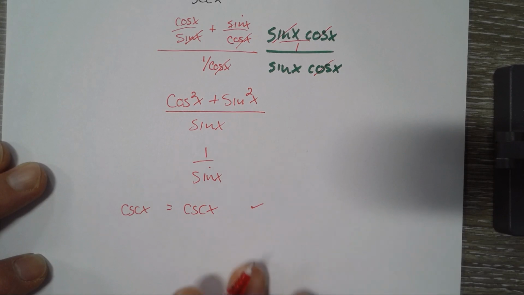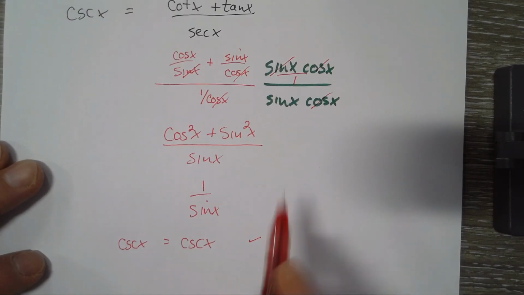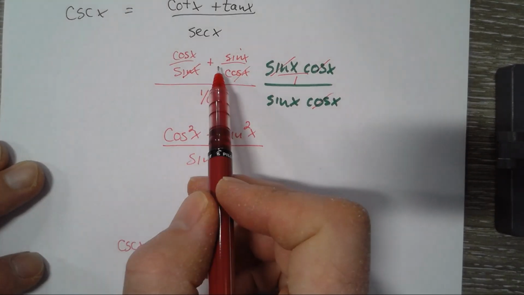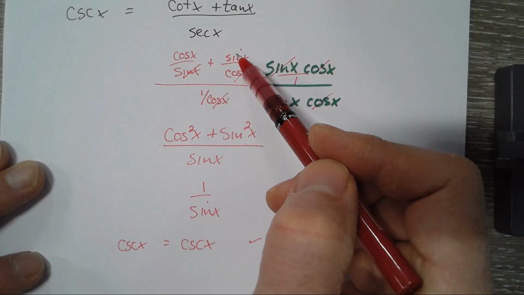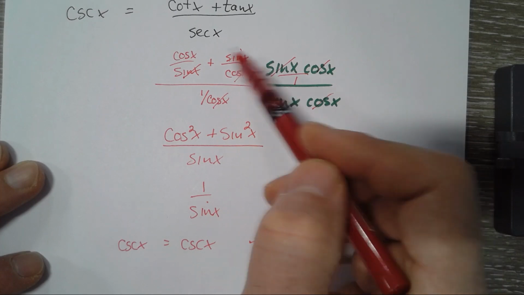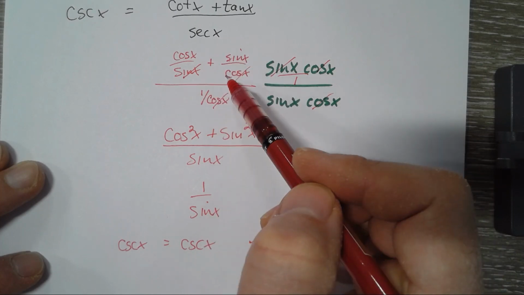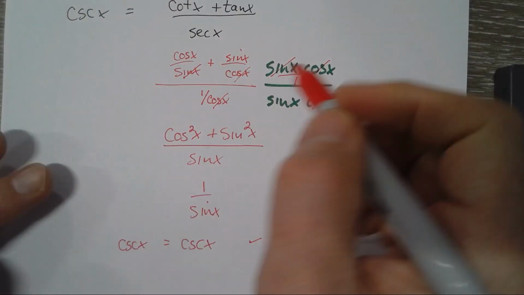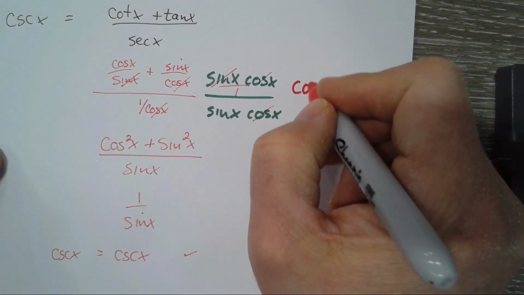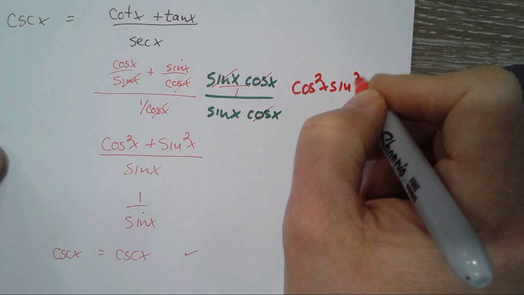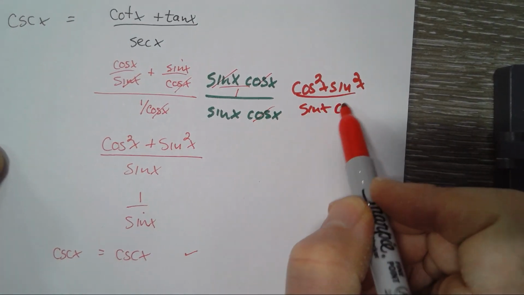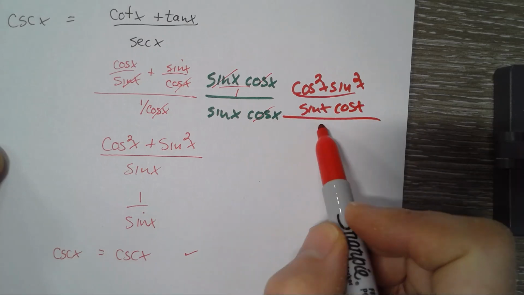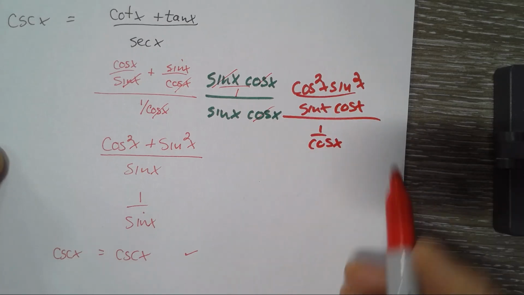Again, some people would be more comfortable combining these two. It'll look like cosine squared plus sine squared on top over sine x cosine x. Then you get 1 over sine x cosine x. So if you combine these, you'll get a cosine squared plus sine squared over sine x cosine x. We combine those. So that's 1 over it.